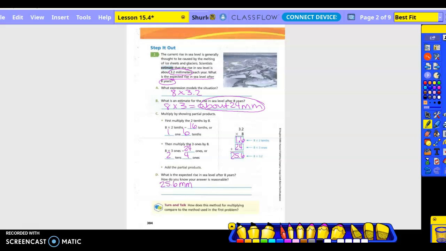So how do we know our answer is reasonable? So we know our answer is reasonable because 25 and 6/10 is close to 24.